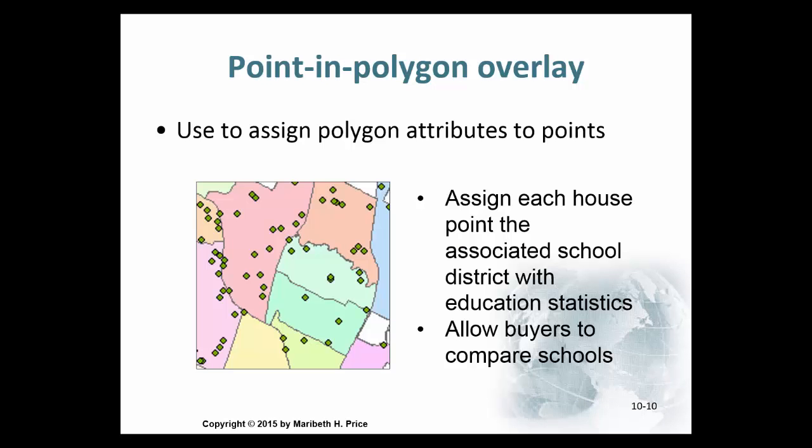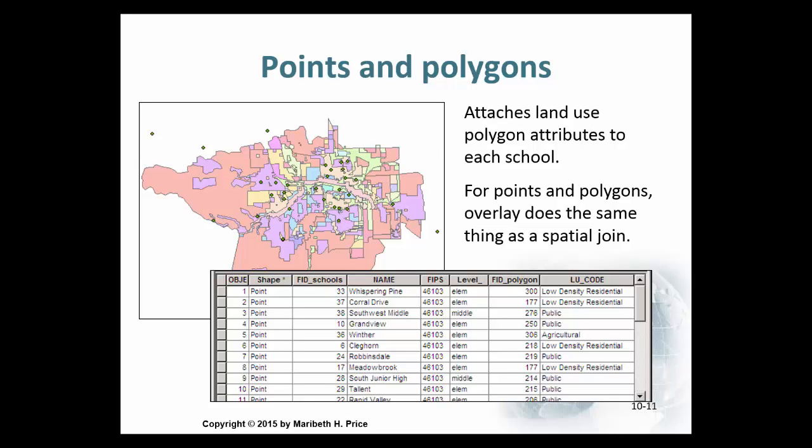The point and polygon overlay can assign the polygon attributes to those house points. Points and polygons is just like a spatial join. The points can receive the polygon attributes.